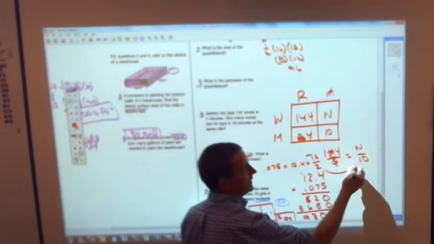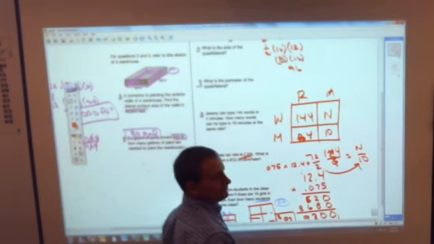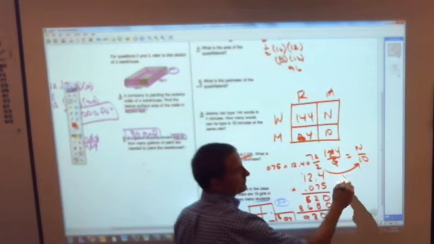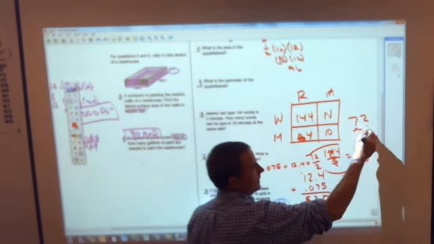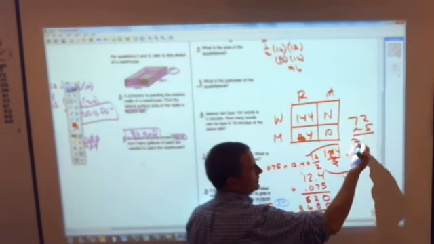How do you go from 2 to 10? You multiply by 5. So you get the top, I will have to multiply 22 times 5, which ends up being 110.